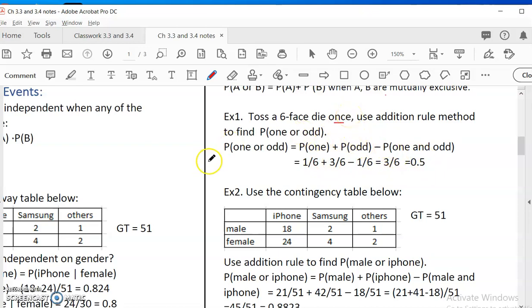You can also use the sample space by definition. You can think of how many ways I can have 1 or odd. Odd would be 1, 3, 5, which includes 1 and all the odds. So the number of ways is 3, the total number of ways is 6, so it's 0.5. You can also do that. So it's the same. That's why I say you can use the definition method, where by definition "or" means either one, either A or B or both.